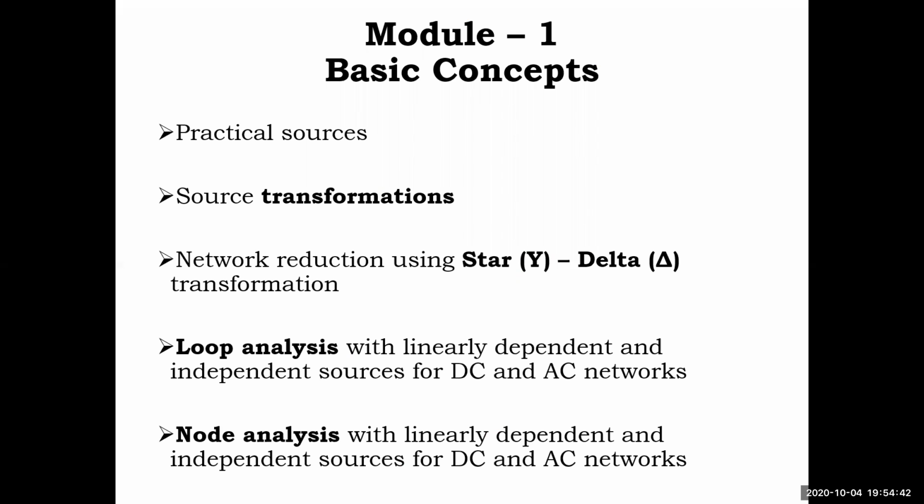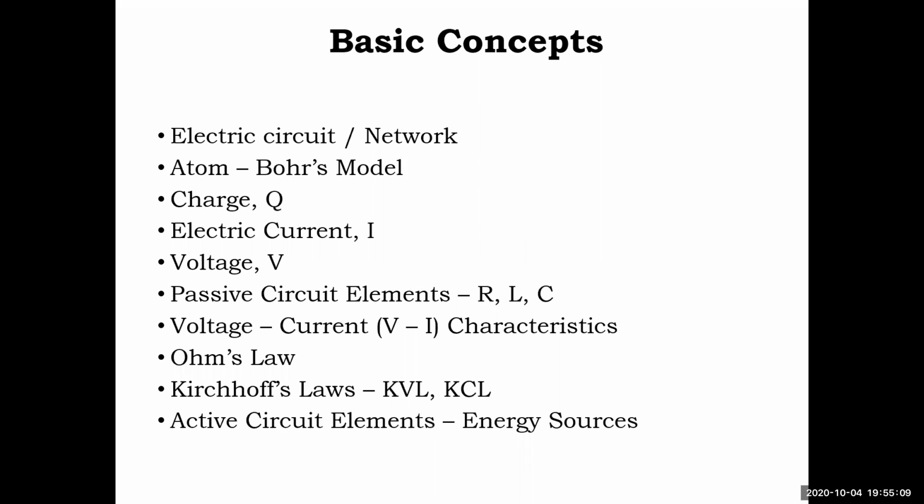And then we'll see practical sources, and then basically four topics we are going to learn. That is the actual syllabus in module 1: source transformations, then star delta transformation, using which we'll do the reduction of network, then we'll do loop analysis, and then node analysis. These are the four topics we are majorly going to discuss in module 1. Today we'll just see the basic concepts.